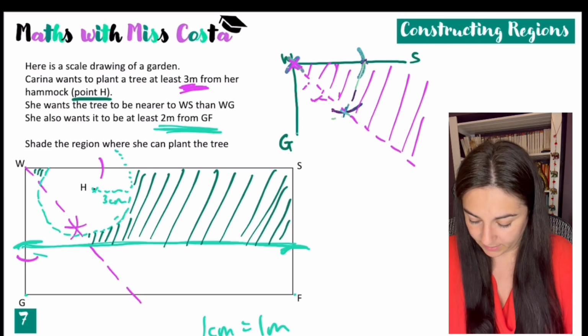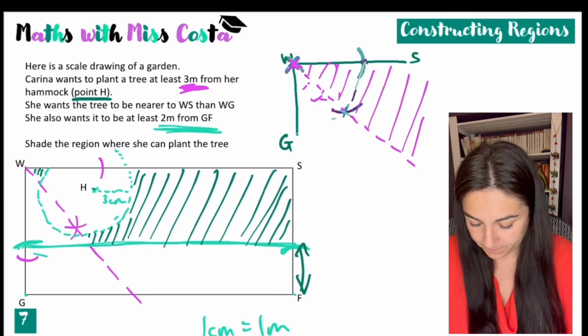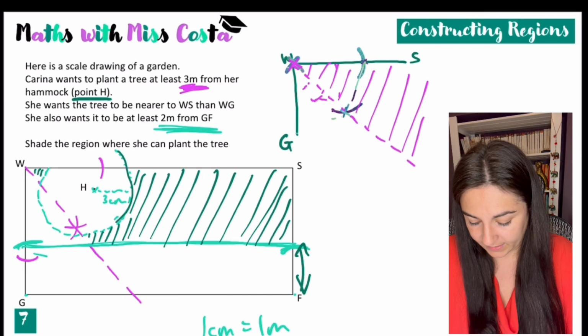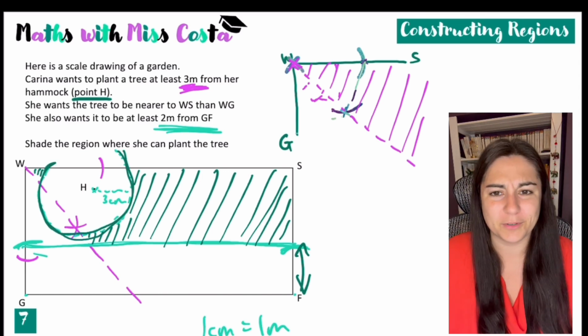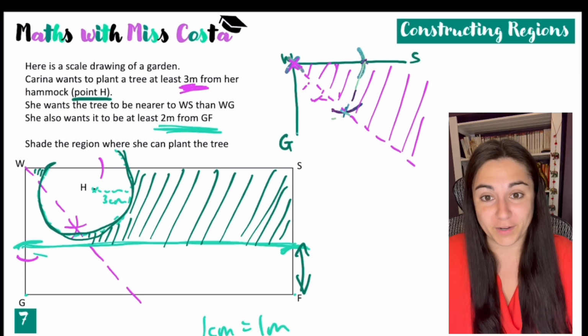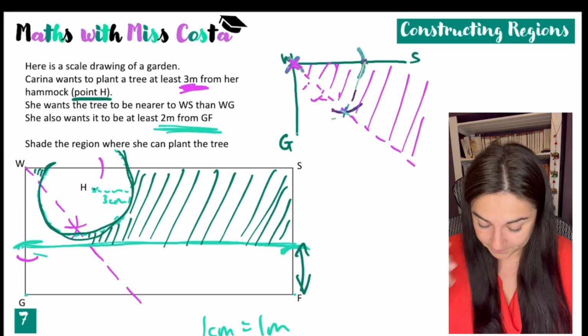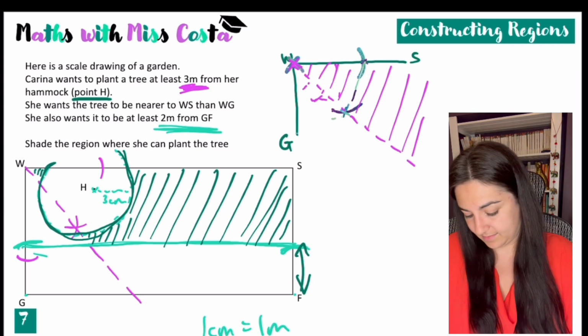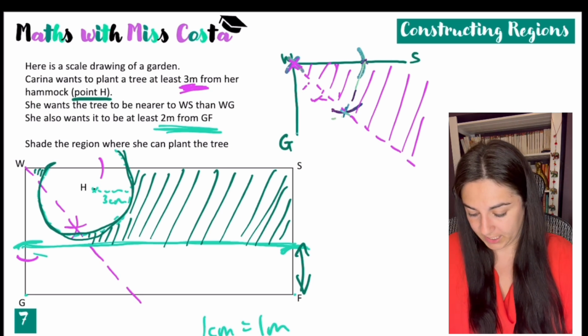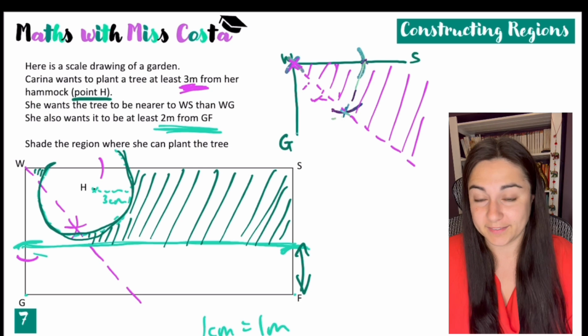This is 2 meters away from GF, so it could be anywhere in here. Obviously, it can't be inside this area here because it's a prized hammock. You don't want shade. Well, actually, some people might want shade, but Karina doesn't. So no shade for the hammock. And it needs to be closer to WS than WG. So that is how we'd do that.